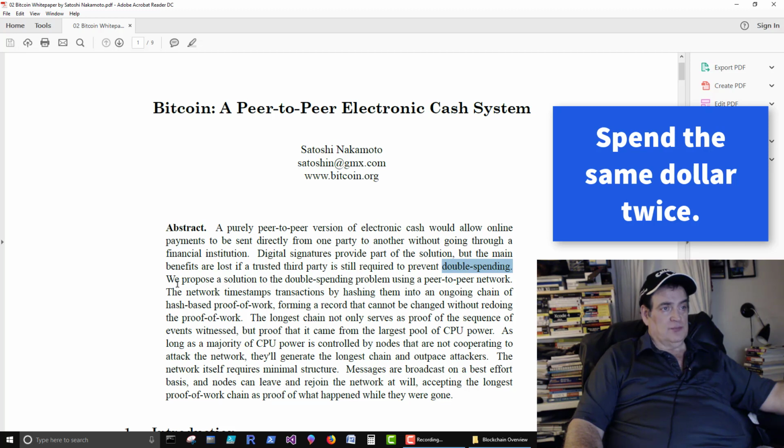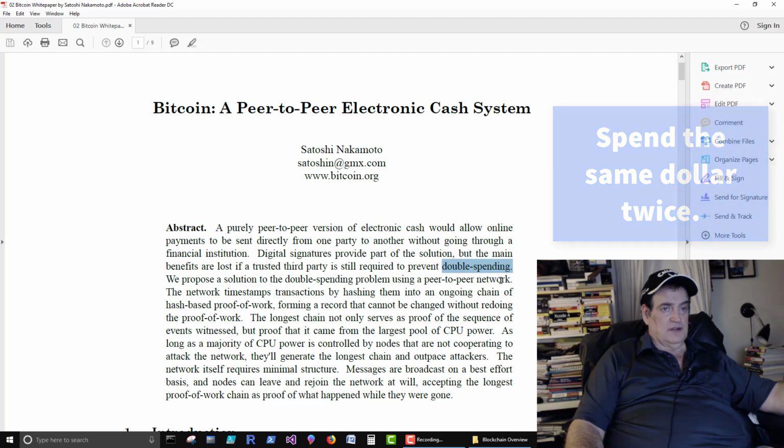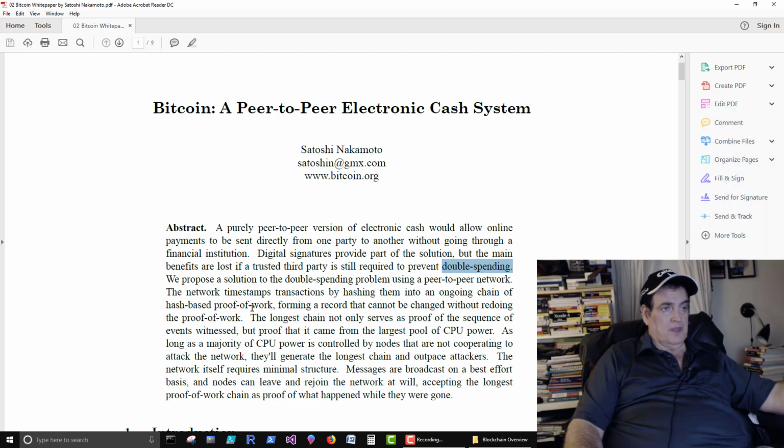So here he says, we propose a solution to the double spending problem using a peer-to-peer network. The network timestamps transactions by hashing them into an ongoing chain of hash-based proof of work, forming a record that cannot be changed without redoing the proof of work.